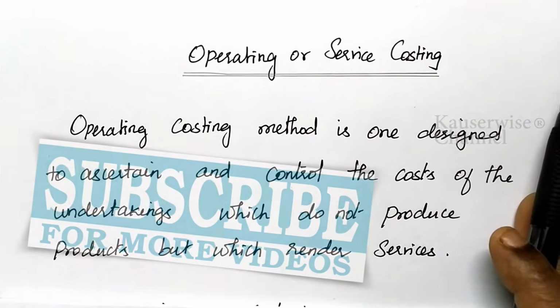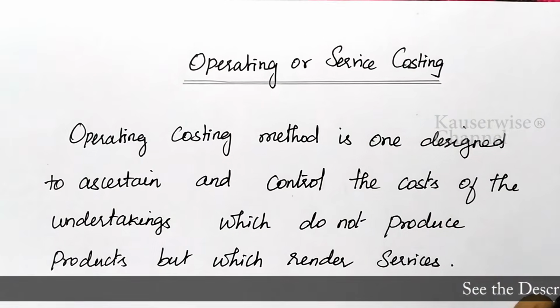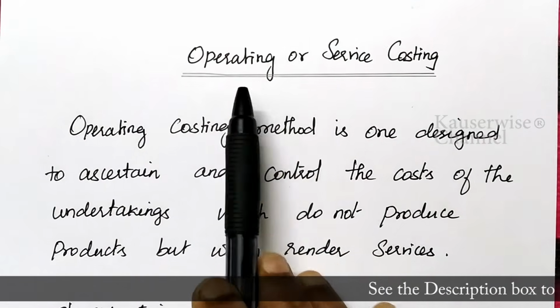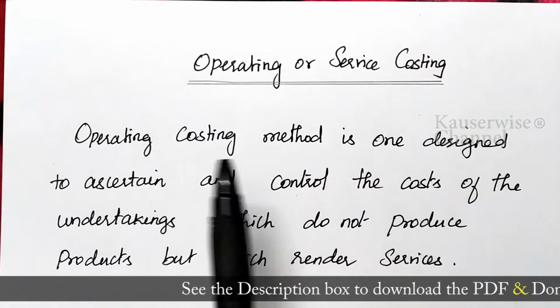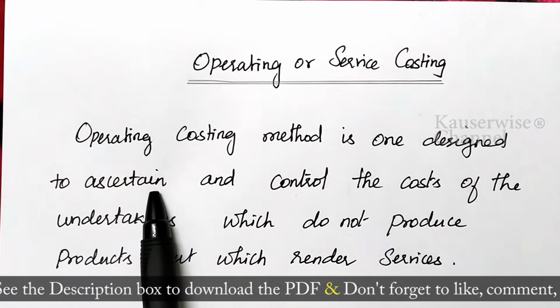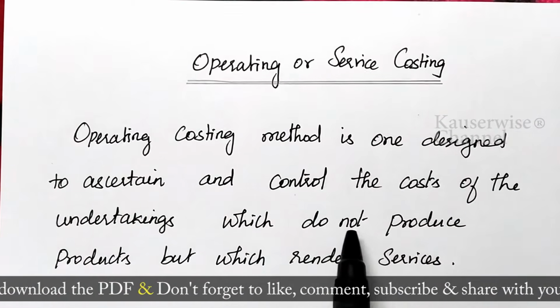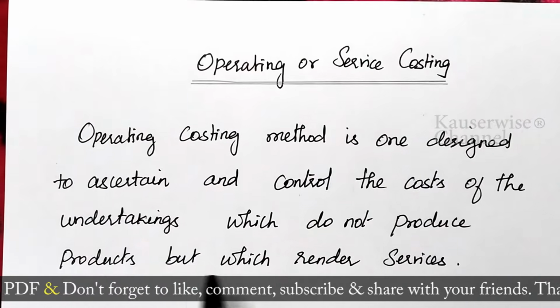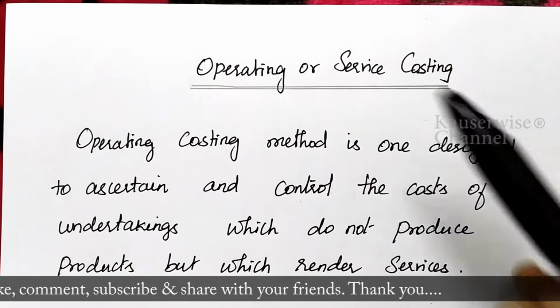Okay, now let us see the problem. Before we see the problem, let us see what is operating costing briefly. Operating costing or service costing, both are the same meaning only. Operating costing method is one designed to ascertain and control the cost of the undertakings which do not produce products but which render services. I'll tell you in simple words.